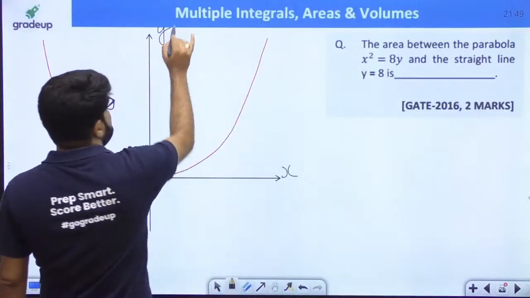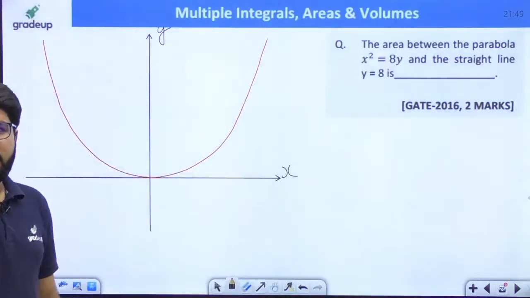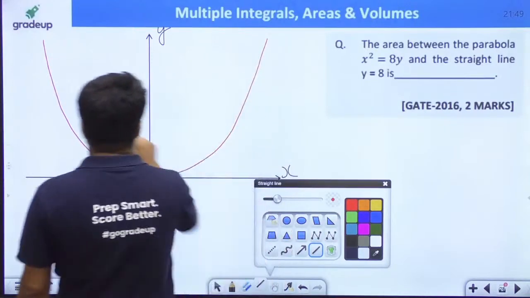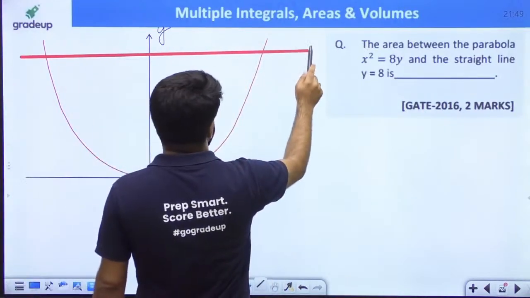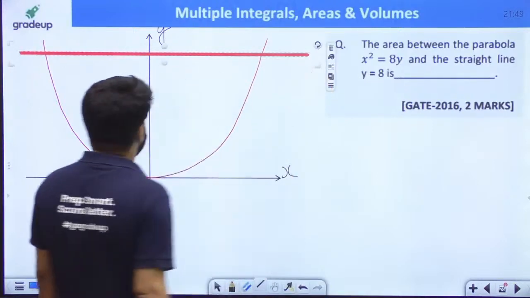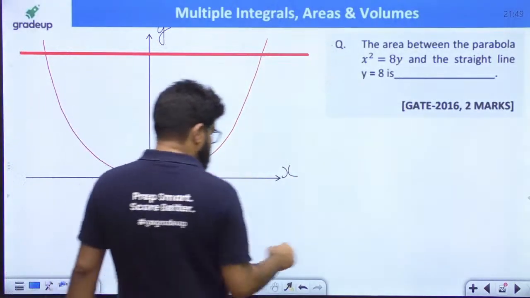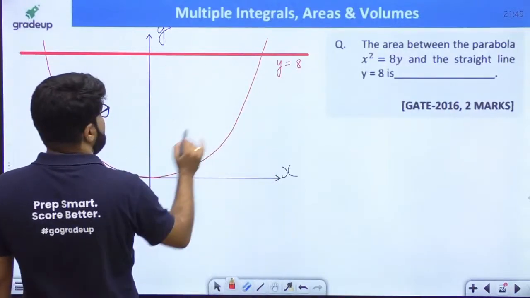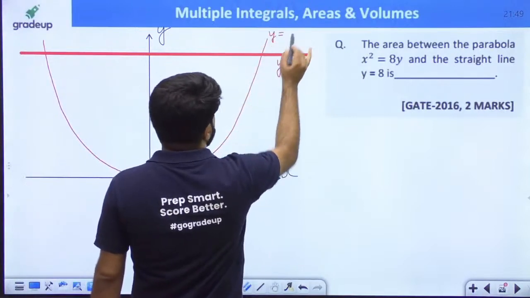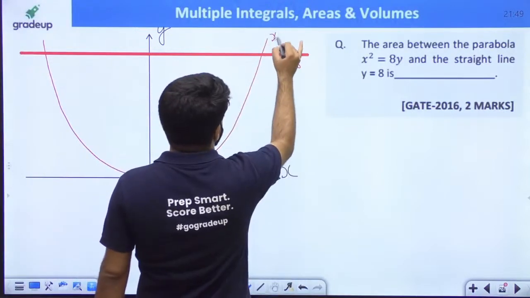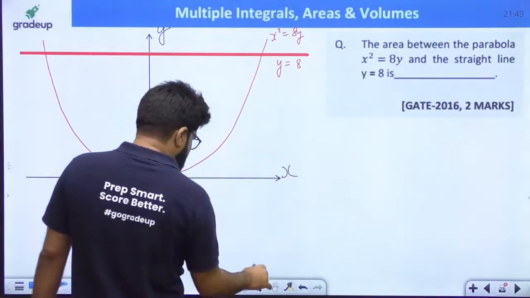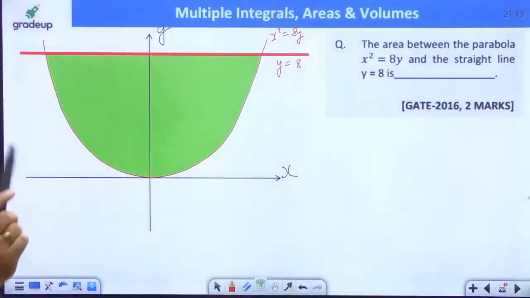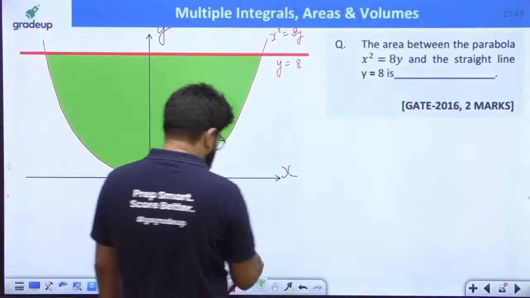This is x, this is y, and the straight line y equal to 8. This is the line y equal to 8, and this is the parabola x square equal to 8y. This is the area to be obtained. Very simple it should be.